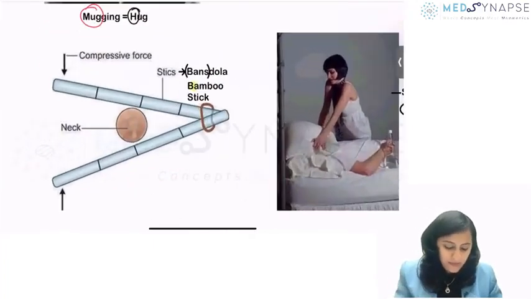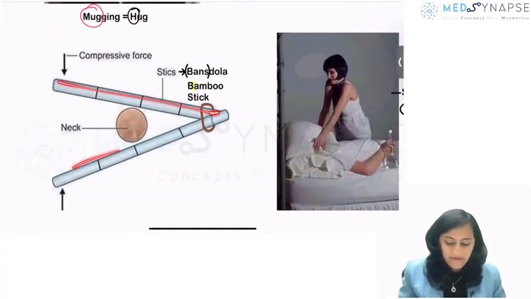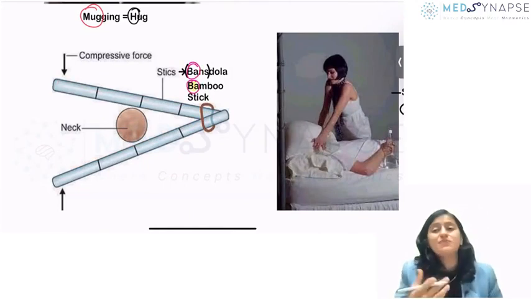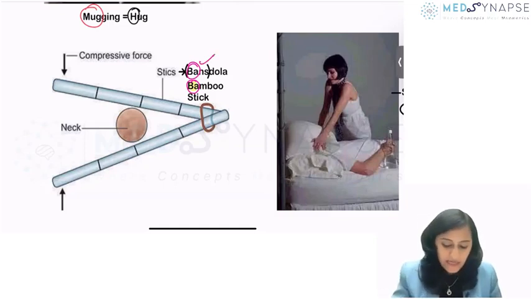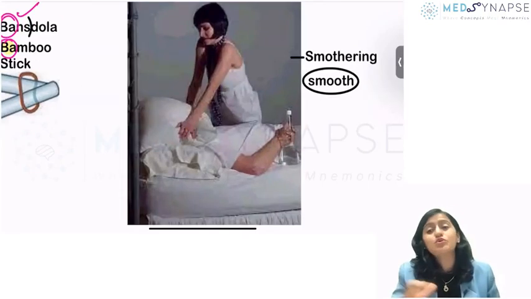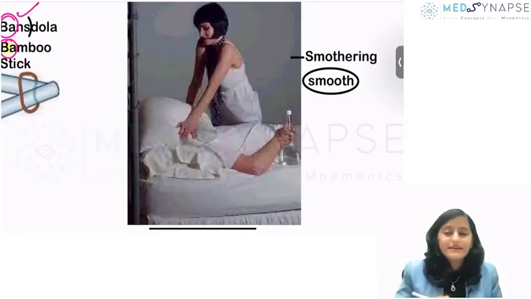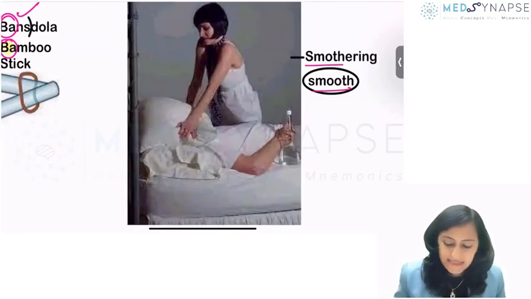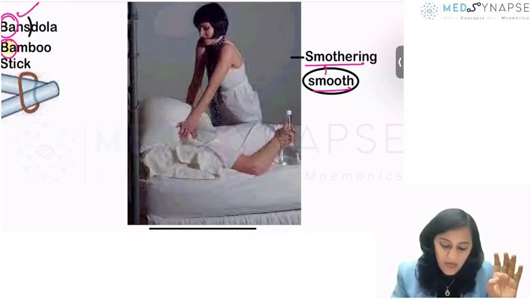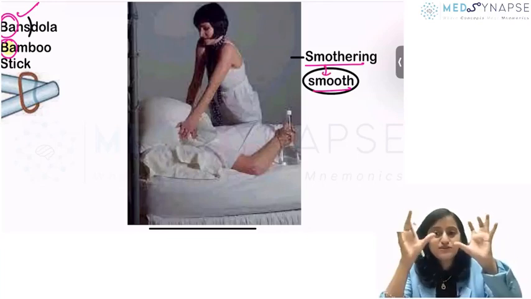Look at this one, when it is bamboo sticks which are being used. Remember bamboo sticks, B-A-B-A, this is Bans Dola. Bamboo in Hindi is called Bans. Bans Dola is bamboo sticks. Look at this one, the girlfriend very smoothly killing the boyfriend, right? So smoothly killing is smothering. Remember this image to remember what smothering is. Smothering is smoothly killing, the girlfriend using the pillow.